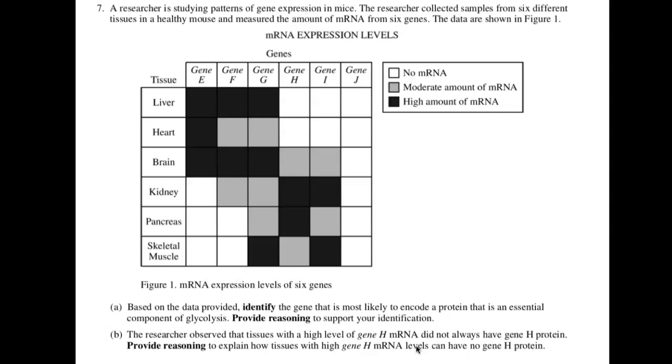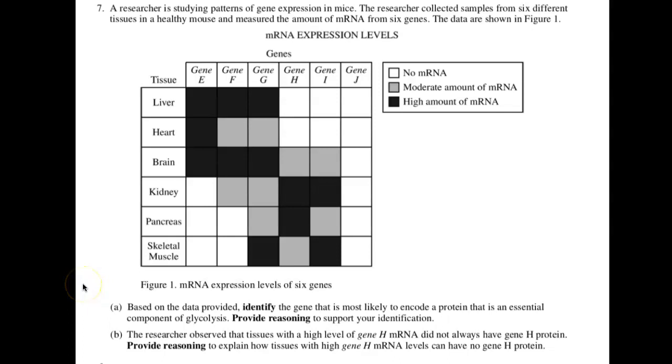A researcher is studying the patterns of gene expression in mice. The researcher collected samples from 6 different tissues: liver, heart, brain, kidney, pancreas, and skeletal muscle. And they measured the amount of mRNA from those 6 genes. If it's white, that means no mRNA. If it's gray, moderate amounts of that mRNA. And if it's black, high amounts of mRNA. They've given you 6 genes, and they want to see basically in each type of tissue which genes are being expressed the most, which genes are being expressed the least.